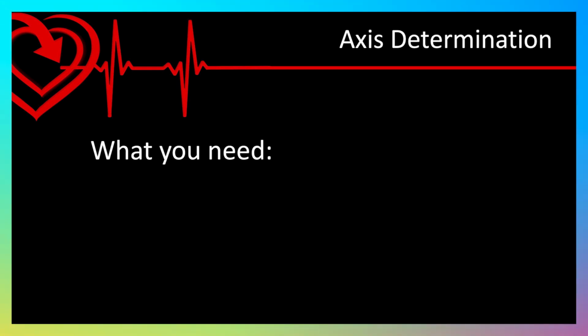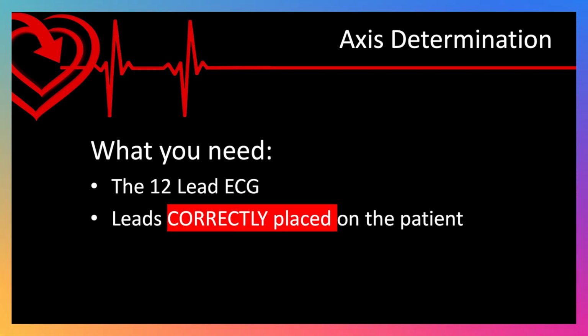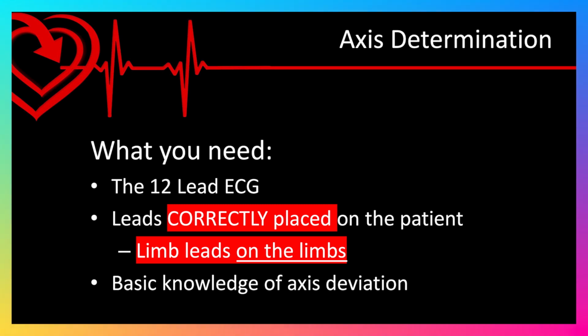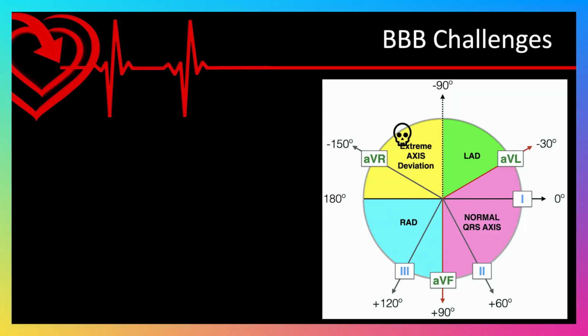So to determine axis, what you need is a 12 lead, and you need to have the leads correctly placed on the patient. This is one of those times when having the limb leads on the limbs is critical. Putting your limb leads on the torso, especially in close on the torso and away from the extremities, will significantly change the machine's interpretation of axis and not give you accurate information. You need to have a basic knowledge of what the axis deviation represents.